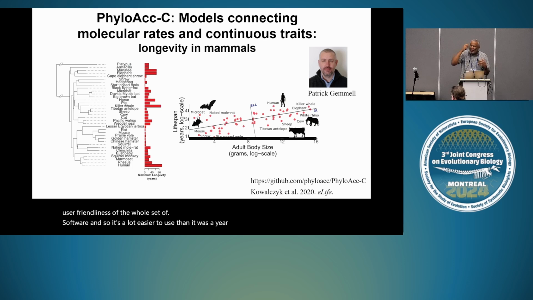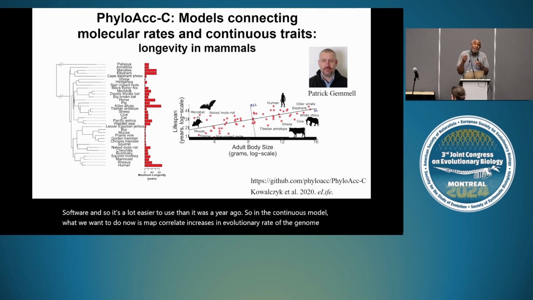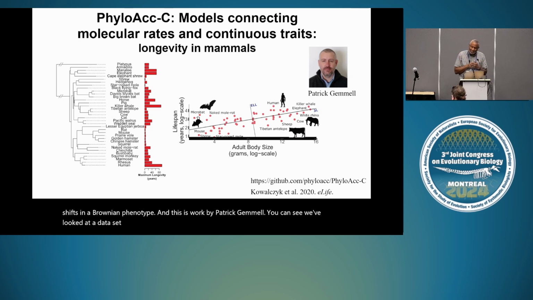So in the continuous model, what we want to do now is correlate increases in evolutionary rate of the genome with shifts in a Brownian phenotype. And this is work by Patrick Gemmell. You can see we've looked at a data set from Nathan Clark's lab looking at longevity in mammals.